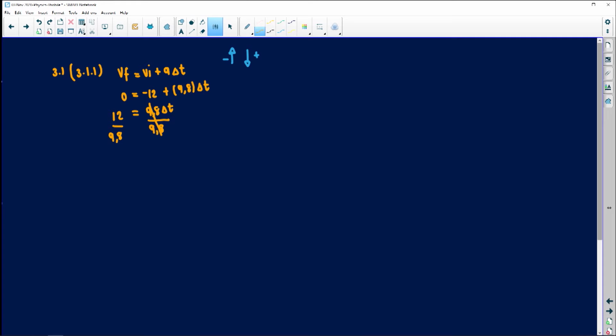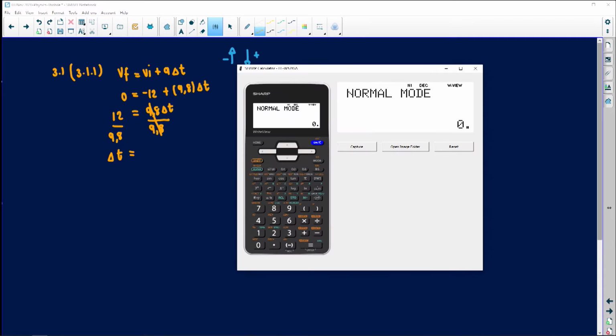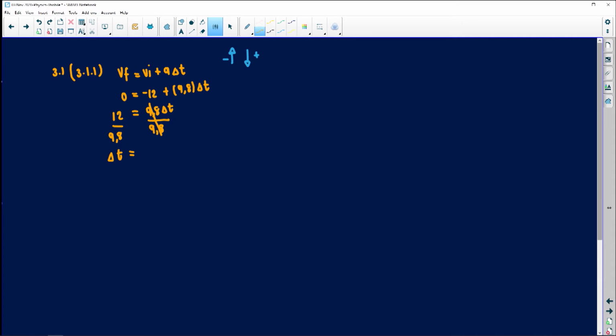9.8 divided by 9.8 is 1, and 1 times delta t will remain delta t. Let's calculate this one. So that is 12 divided by 9.8, and then I get 1.22. Now I'm going to write it wrong and then I'm going to write it right, and I'm going to tell you why. So that's 1.224. Let me leave it to 2 decimal places, and I'm going to just say delta t is 1.22.